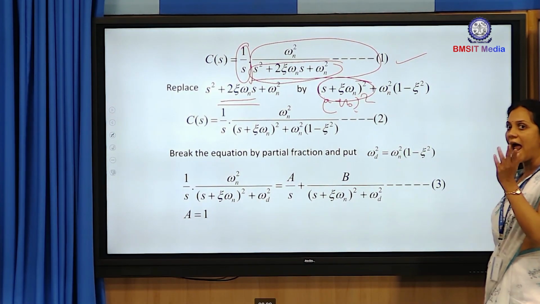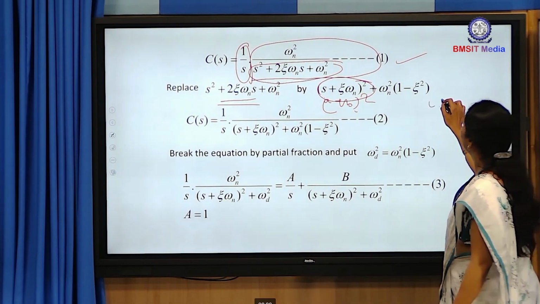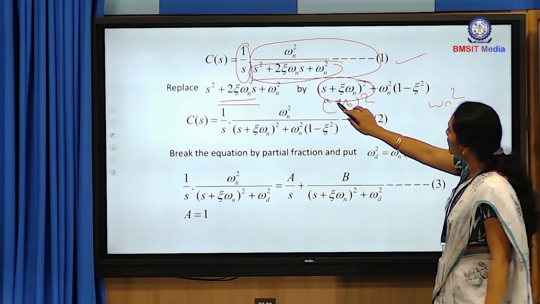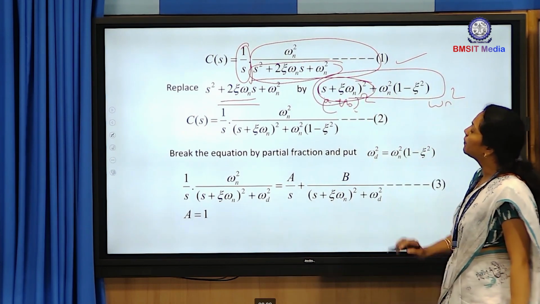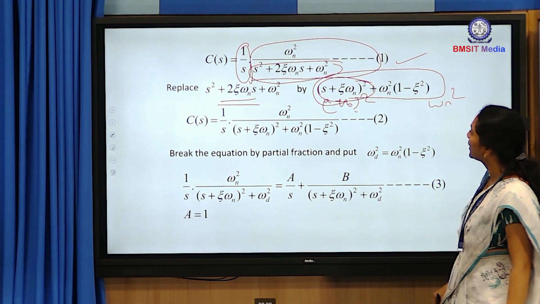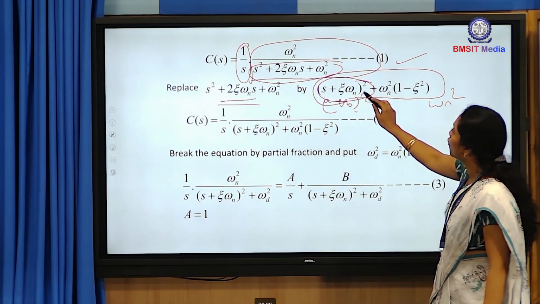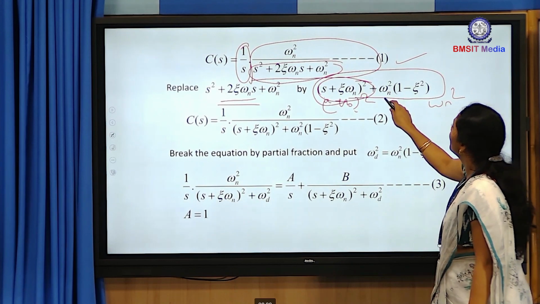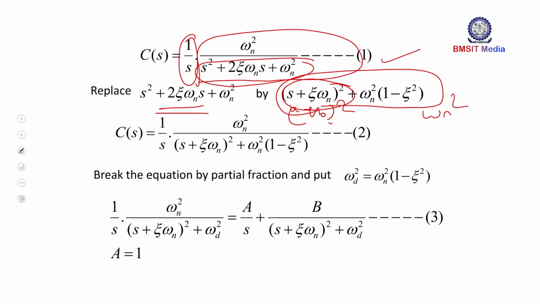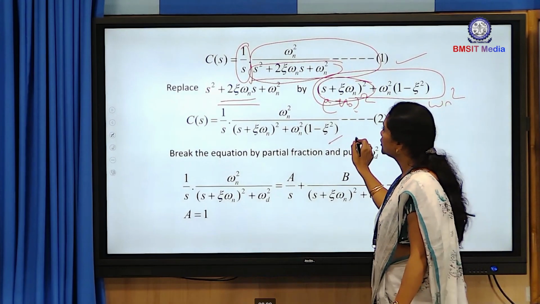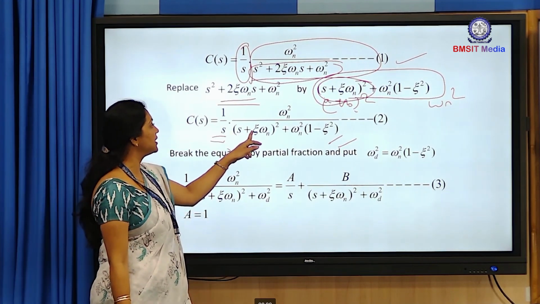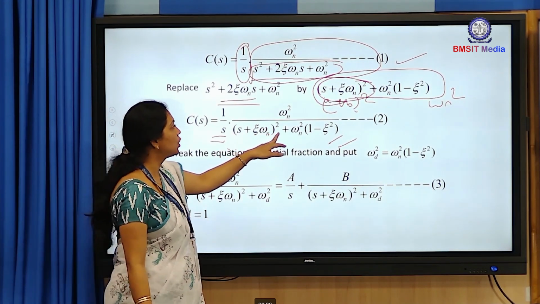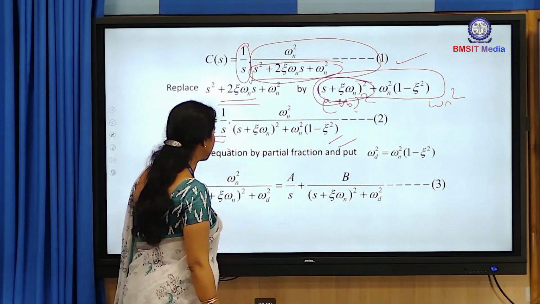Then what I am doing is adding and subtracting omega n square. So totally I am replacing s square plus 2 zeta omega n s plus omega n square as s plus zeta omega n the whole square plus omega n square into 1 minus zeta square. Now let us substitute here. This 1 by s term is kept as it is. Whatever the second term is, it is replaced by s plus zeta omega n the whole square plus omega n square into 1 minus zeta square.